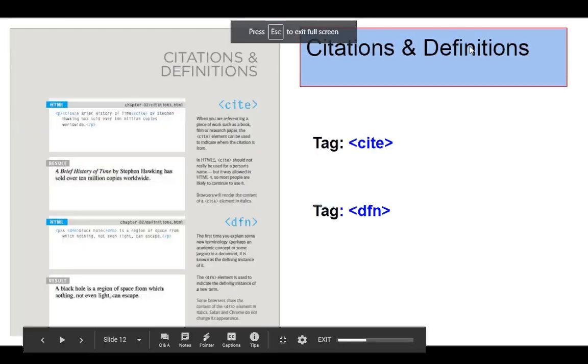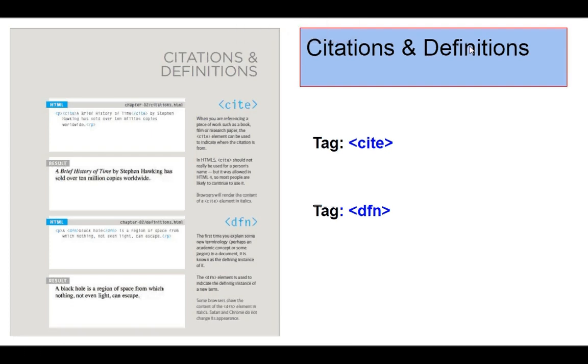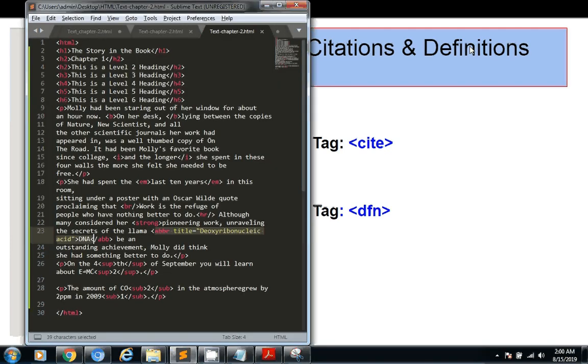So now let us move further. So there is something called citation and definition. A citation: when you refer to a piece of work such as a book, film, or research paper, the cite element is used to indicate the citation source. So from where this citation has come, for example, if you are referring to some old book, then we are going to use this. So let us use this cite example in this order. So for example, I can just put a cite here. For example, this part.